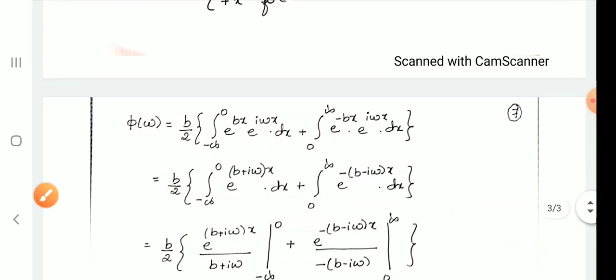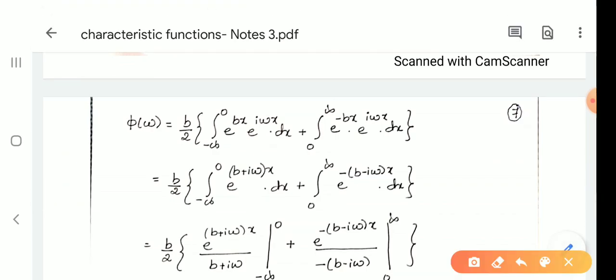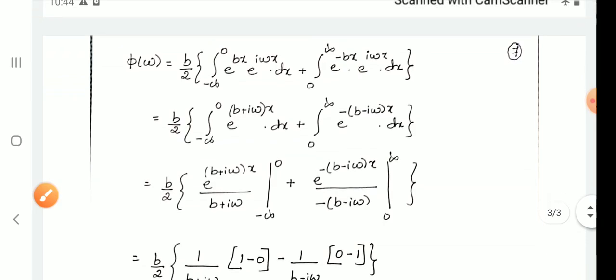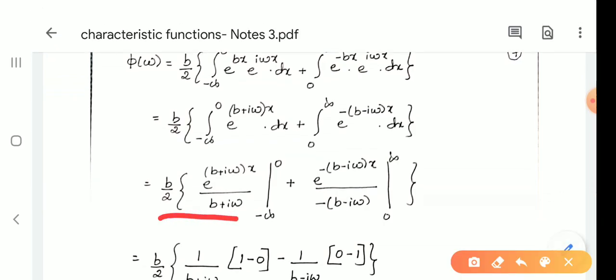Let us continue with the integration. When we integrate b by 2 into the integral, bases are same, so I have added the powers. Here bases are same, added the powers, and we have taken minus as common outside. So on integration we get b by 2 into e to the power (b plus I omega) x divided by b plus I omega. Apply the limits minus infinity to 0.